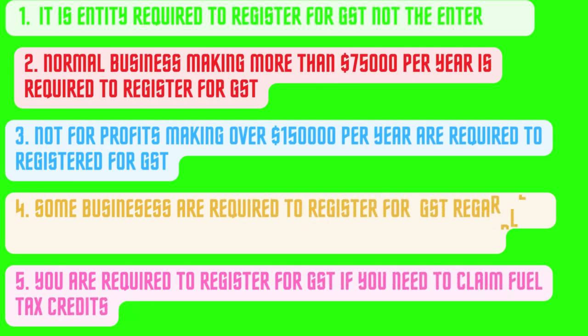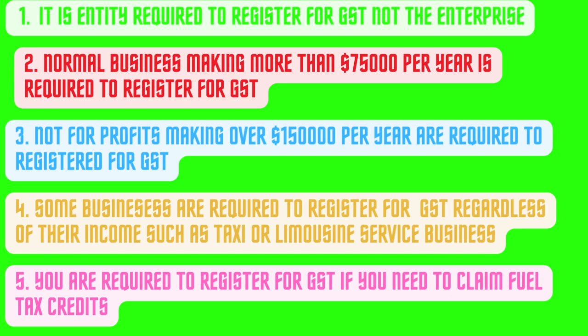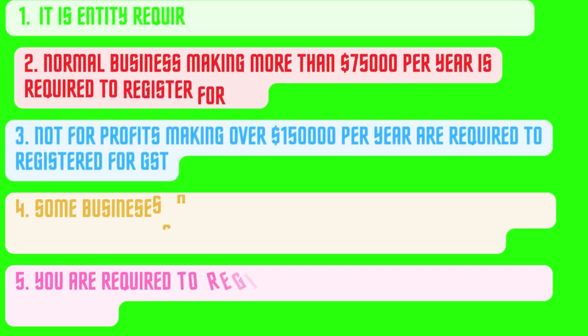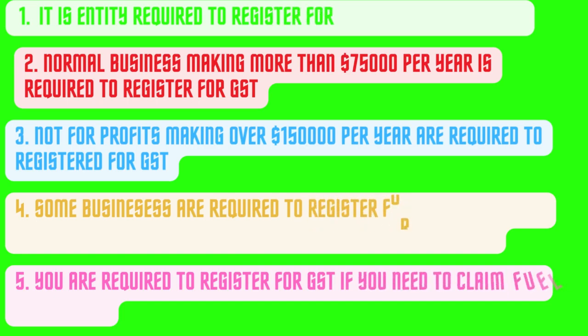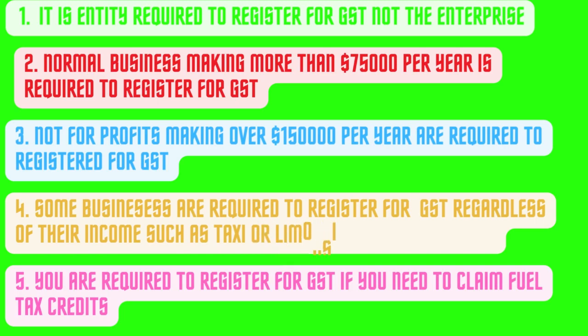If a business makes more than $75,000 per year, it is required to register. Nonprofit organizations are required to be registered if they are making more than $150,000 per year. Friends, I will repeat, $75,000 for normal businesses, $150,000 for not-for-profits. However, these numbers are subject to change. Other thing to keep in mind is that some businesses are required to register for GST regardless of their revenue in an income year, such as taxi or limousine for passengers, and if you want to claim fuel tax credits for your business or enterprise, etc.